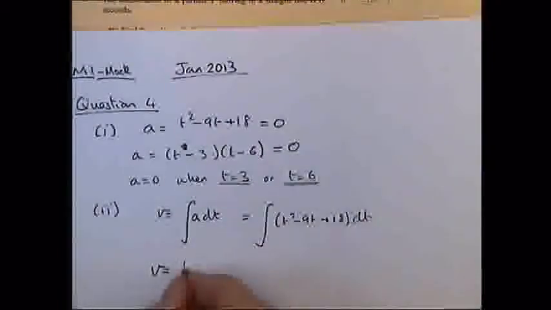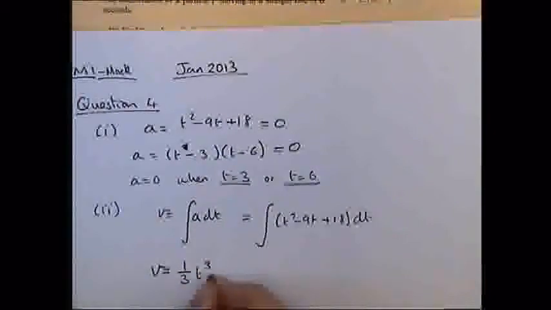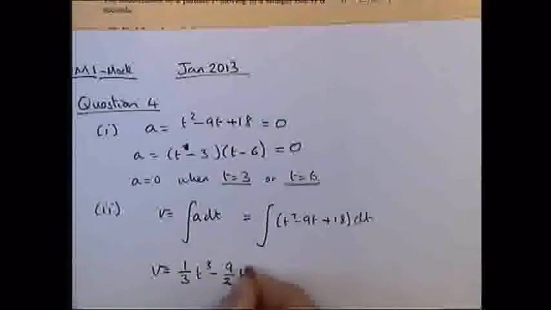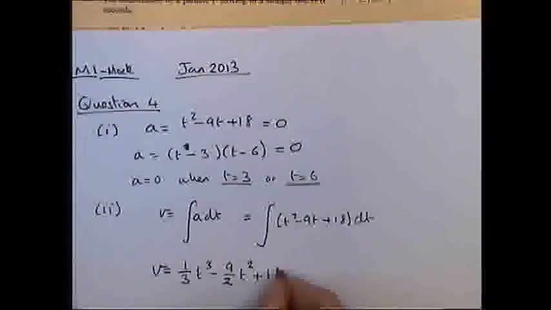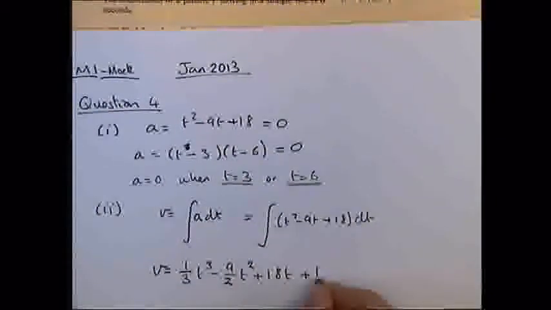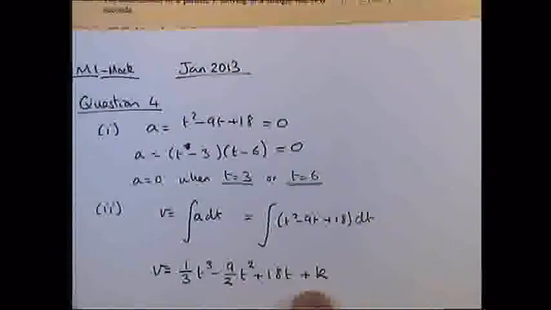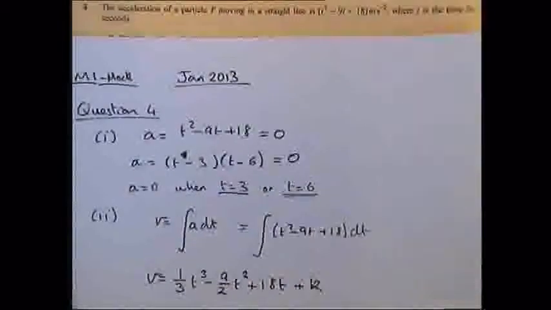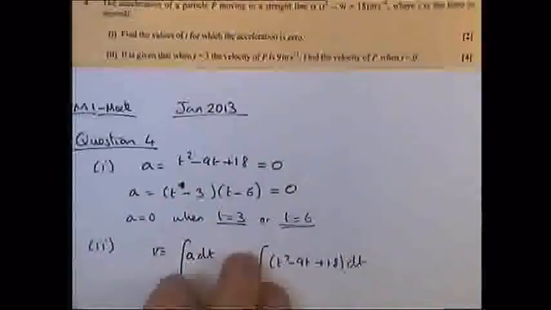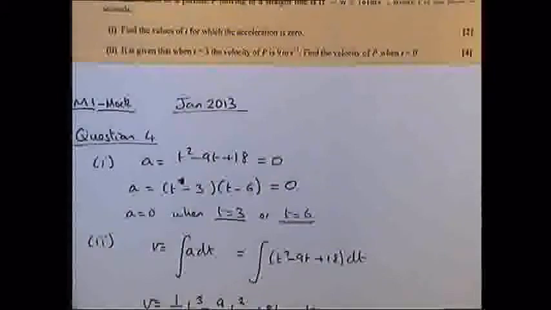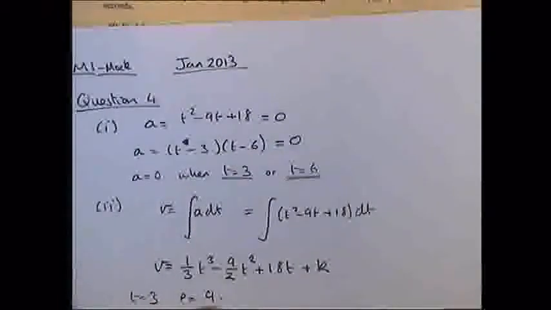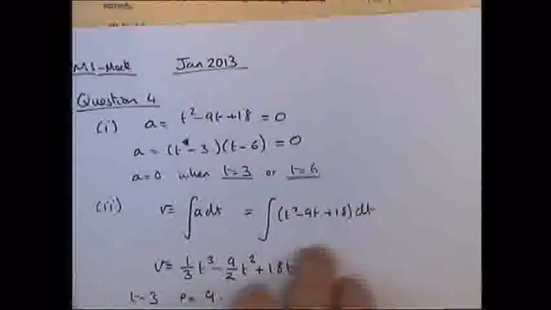Right, if you integrate that you should have got a third t cubed minus 9 over 2 t squared plus 18t, and this is the thing that a lot of students forget, the constant at the end, k. That's really important. Look back on your Core 2, but you should always include a constant. Now we've got to work out what that k is, and they've given us the boundary conditions that when t equals 3, v equals 9. So we substitute these values into this equation to find the value of the constant k.